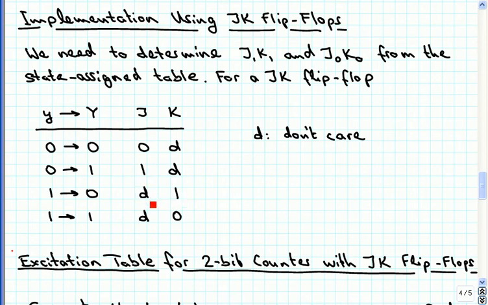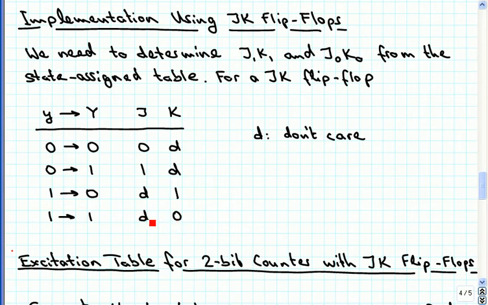And if you want to go from 1 to 1, from a current state of 1 to a next state of 1, then we can do so either by using JK both 0, or we can do this by setting J to 1 and K to 0, because that will set the flip-flop.